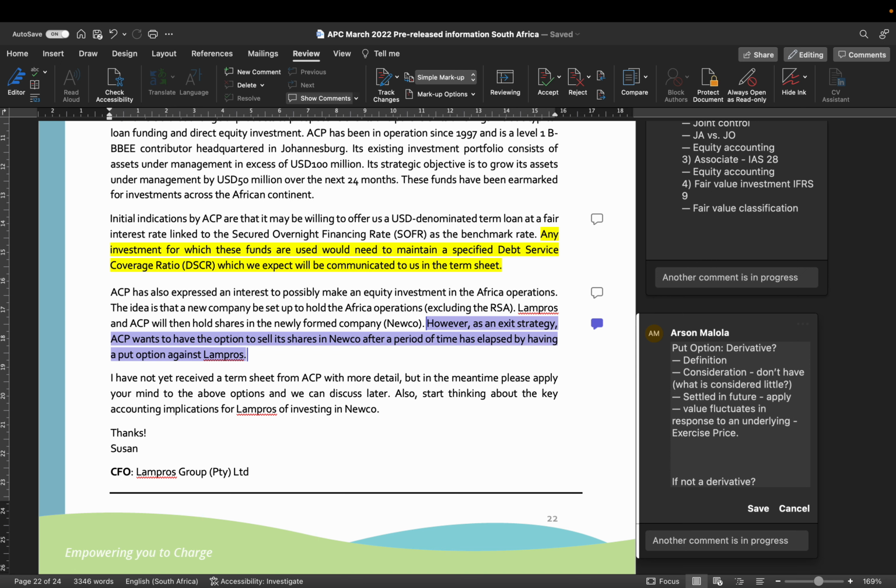So I'm going to leave that to you to think about, and we'll talk about it a little bit more on the day. Why is the exercise price important for us to conclude whether or not the value of this contract fluctuates in response to changes in the value of an underlying? When thinking through this, first of all, you need to identify what the underlying is, and then think about why the exercise price is important. Why do I need to know the exercise price to conclude on this requirement of a derivative? I'm going to leave that in your court to think about.